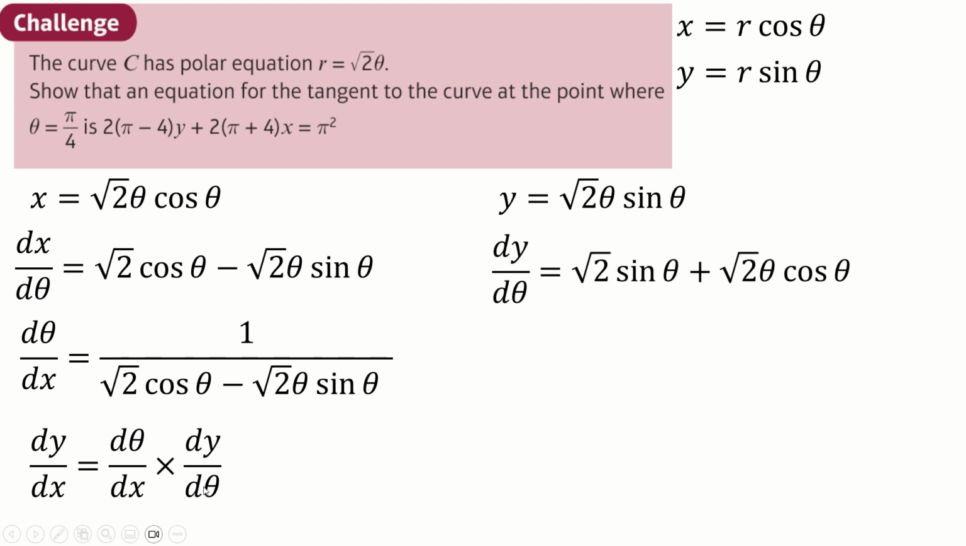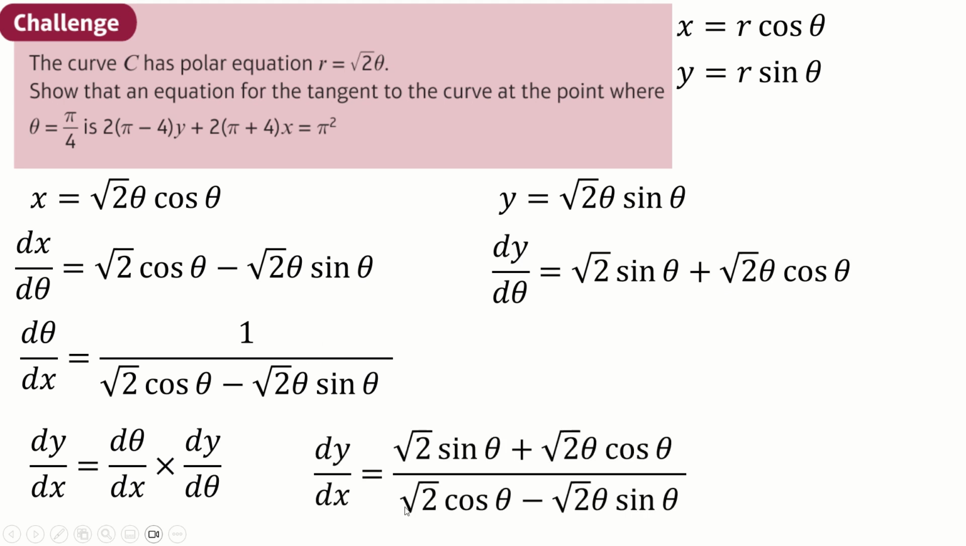And now we can just put those things together. This times this is just this one over the top of this one. And that will be dy by dx. That looks like a mess, but it's fine, because all I'm interested in is what dy by dx equals when theta is pi over 4. So let's put pi over 4 into here.